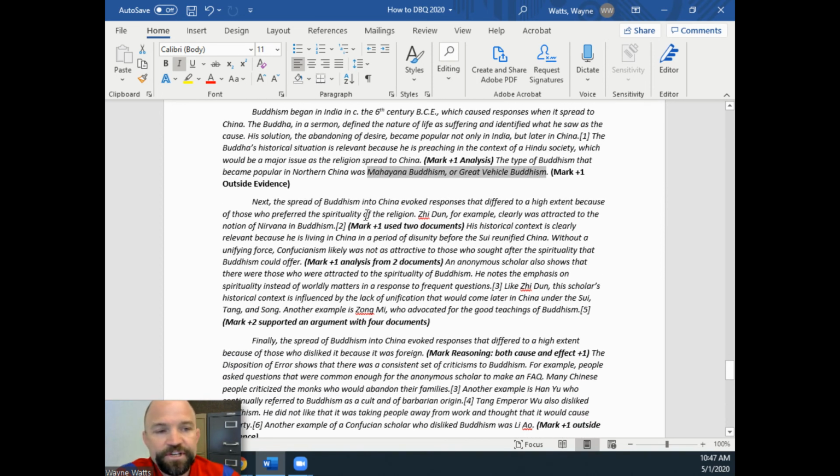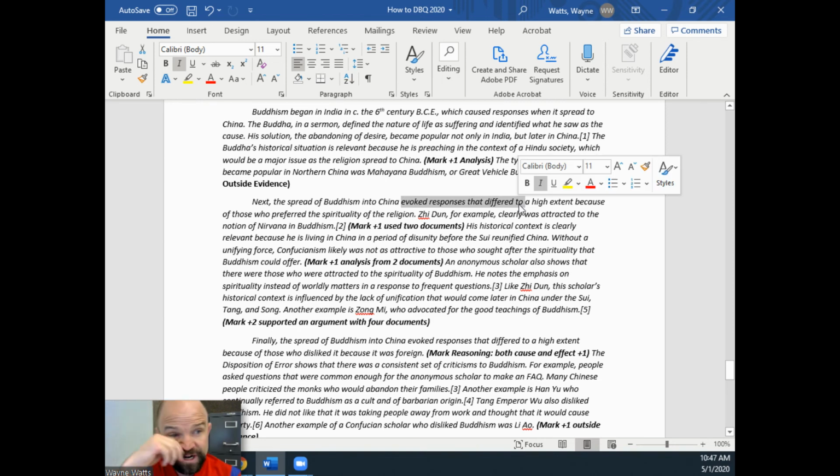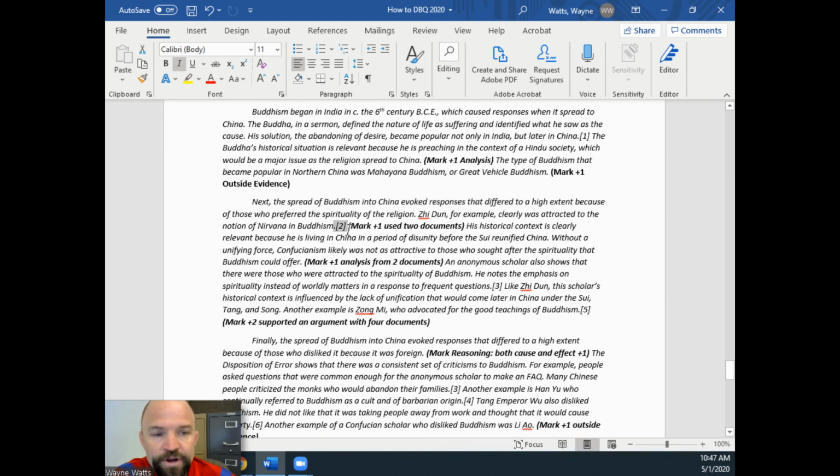Next, the spread of Buddhism into China evoked responses that differed to a high extent because of those who preferred the spirituality of the religion. Ji Dun, for example, clearly was attracted to the notion of nirvana in Buddhism. So now I've paraphrased Doc 2, and now I get a point because I've used 2 documents.